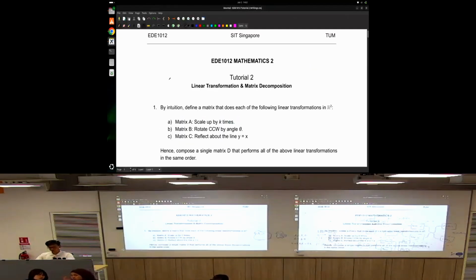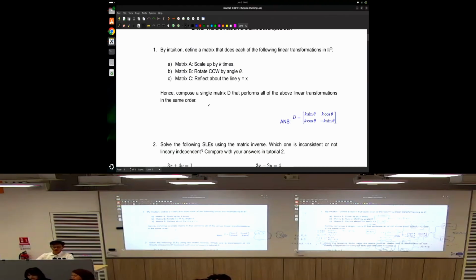So now we are going to go through tutorial 2. Question 1. The answer is for the single matrix D that will perform all of these linear transformations in this order. So it must be scale up by k times first, followed by the rotation, then followed by the reflection. If you can do A, B, C, then you should be able to do matrix D. Do I need to go through? Yes or no? Okay.